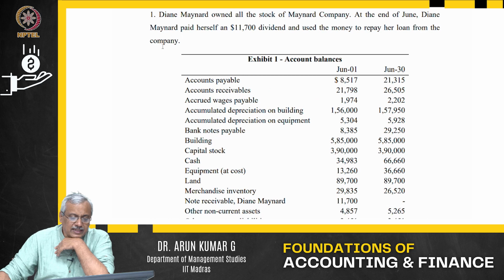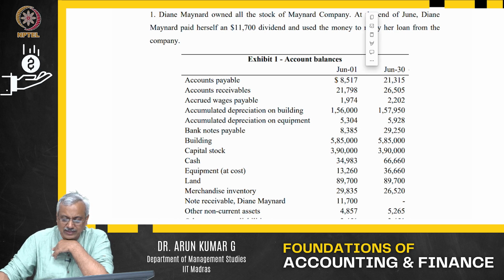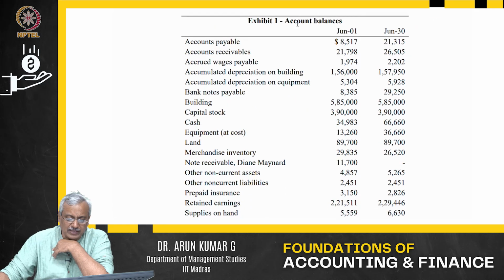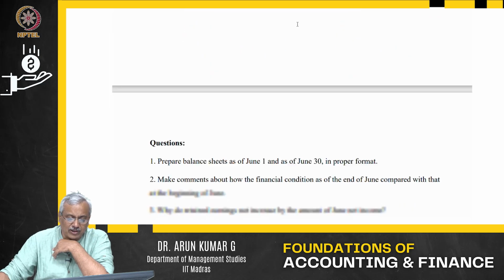The book contained the detailed record of the transactions, and from it the friend was able to copy the balances at the beginning of the month and end of the month as shown in exhibit 1. This is exhibit 1. It gives you the balance on 1st of June and on 30th of June. Dan Maynard owned all the stock of Maynard Company. At the end of June, Dan Maynard paid herself $11,700 as dividend and used the money to repay her loan from the company. That is fine, and these are all the balances.